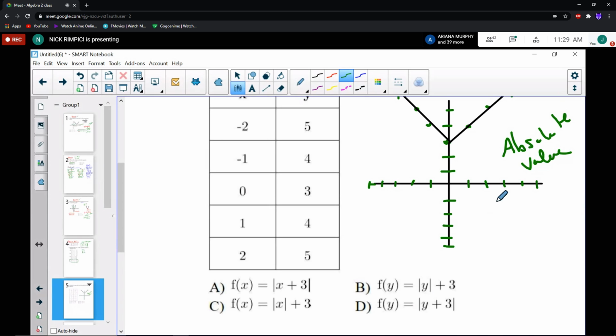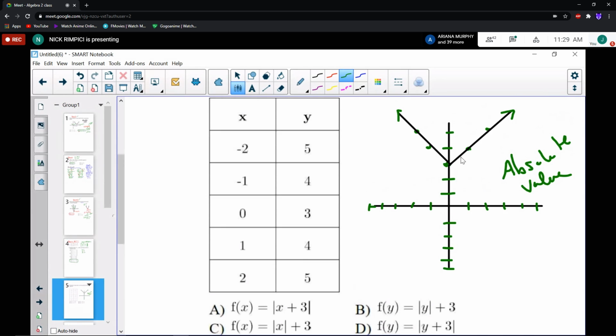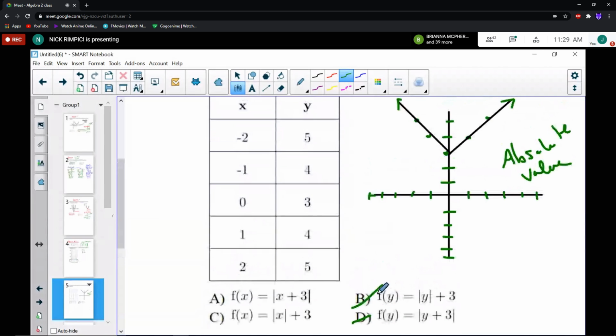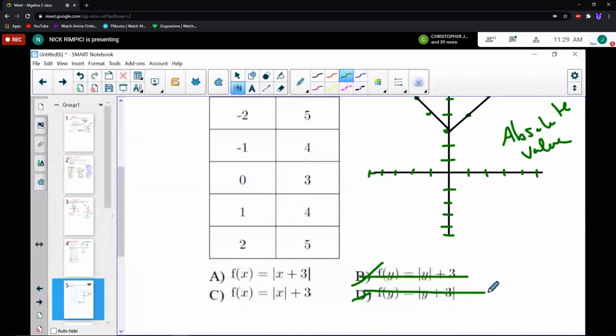Then you want to figure out which one of these would represent this. Which one would give you this? Would it be A, B, C, or D? Well, the good news is I never taught you how to do functions with respect to y. So it's not going to be B or D because you didn't learn this yet. This comes later in the year.